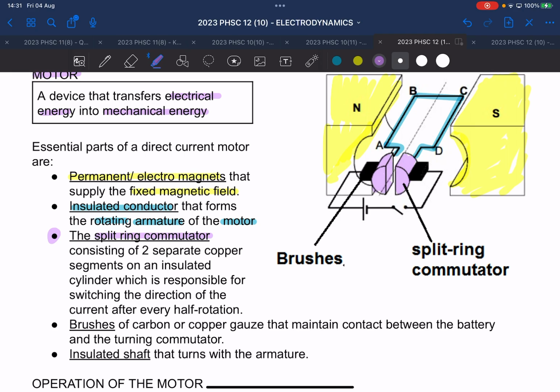Okay, your split ring commutator. En dit maak hom anders. That is the thing that causes an electric motor to be different from a generator. Okay, so what is the function of this thing?